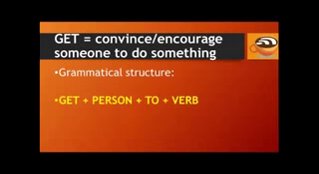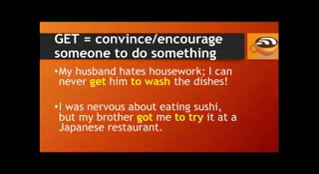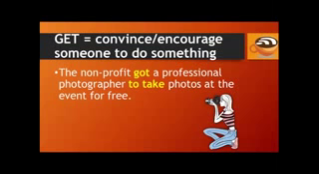We can also use the verb get to mean convince or encourage someone to do something. And the grammatical structure is get plus the person plus to plus the verb. For example, how can we get all the employees to arrive on time? In this sentence, the word get means to convince or encourage the employees to arrive on time. My husband hates housework. I can never get him to wash the dishes. I was nervous about eating sushi, but my brother got me to try it at a Japanese restaurant. The nonprofit got a professional photographer to take photos at the event for free.